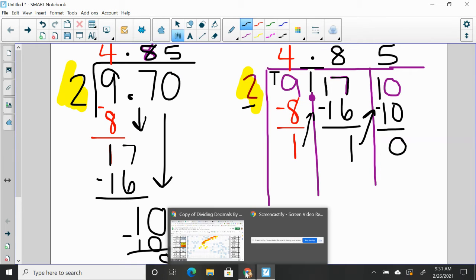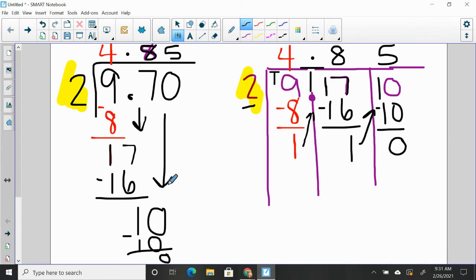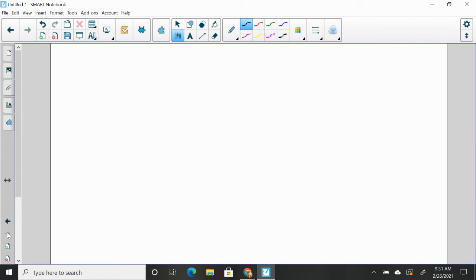So when you go back to the pixel art, you'll just type this in as 4 and 8/500ths, and it will fill in the box with color. Okay? Let's do the next one. We have 2 and 1/200ths divided by 2.